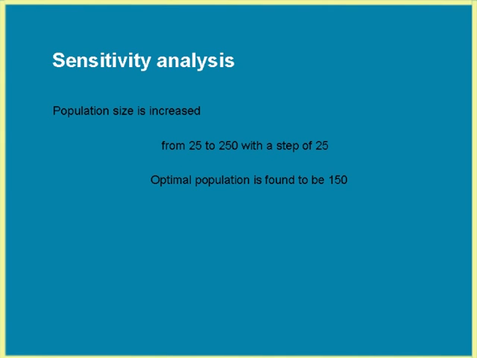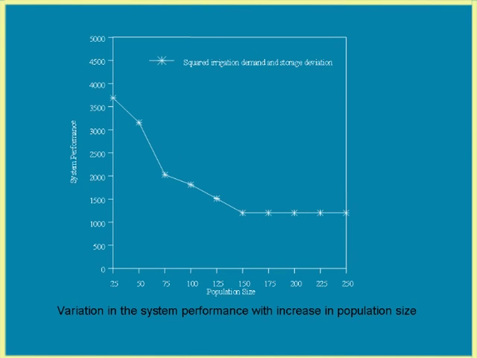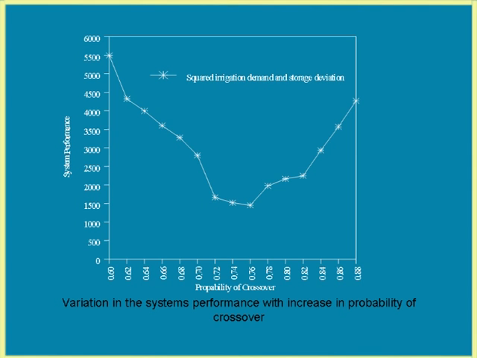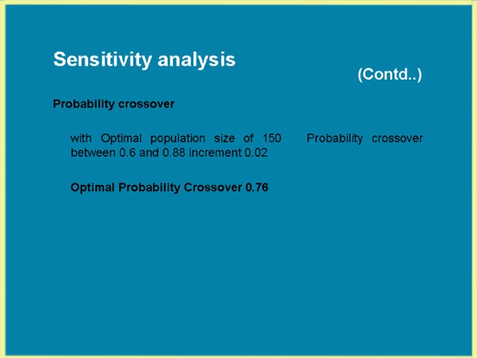Now I am doing the sensitivity analysis. I have to find out at which population my objective function gets stabilized. So the next step is we go on increasing the population size, but the number of generations remains the same. If I increase the population size to 50, there is a drastic change in my system performance. But when my population crosses more than 150, my system performance stops improving.